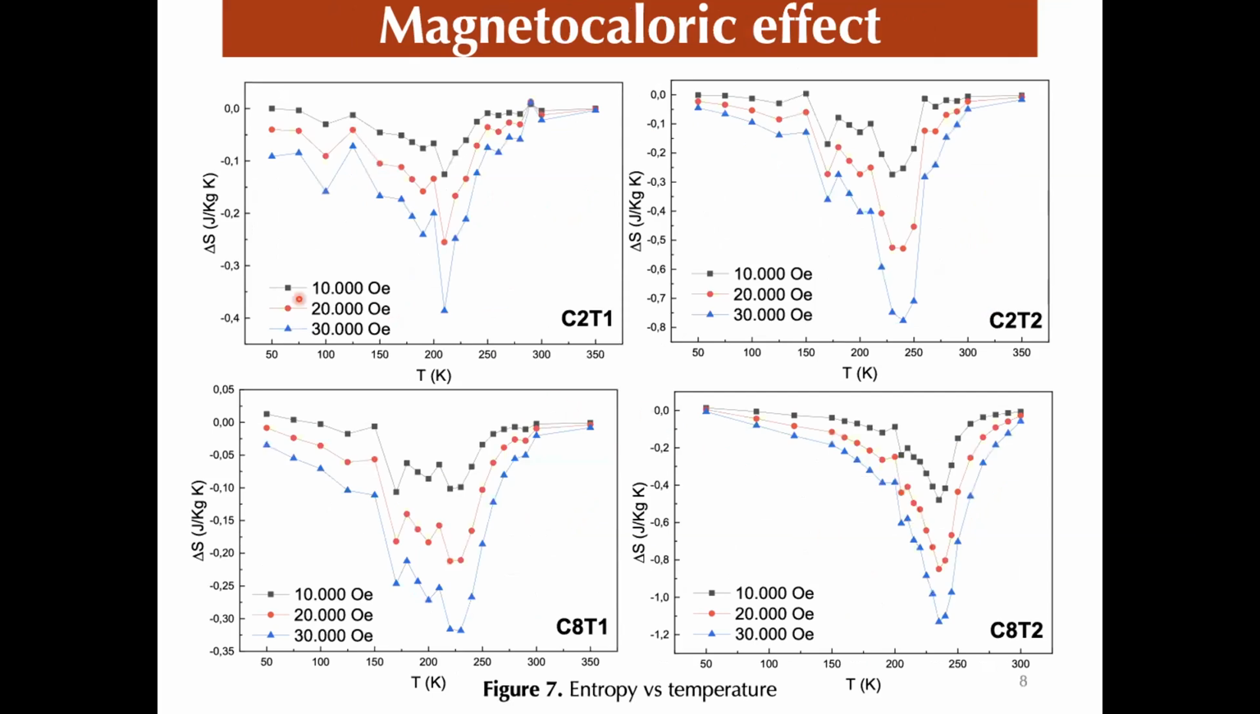Well, using the magnetization versus magnetic field curves and the Maxwell relation, we can find the magnetic entropy change versus temperature. Here we can see all curves for 10,000 Oersted, 20,000 Oersted, and 30,000 Oersted. For T1 samples, we can see a wider curve, and for T2 samples we can see larger values than for T1 samples.